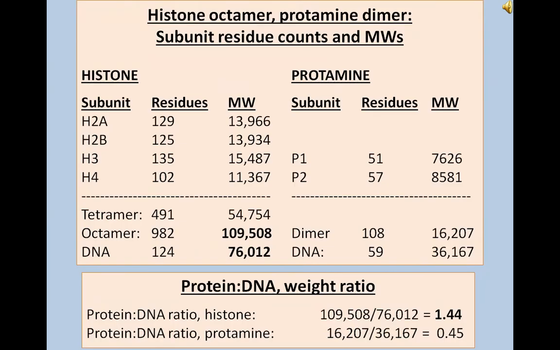Here's a table showing the molecular weight totals of protamine and DNA in our histone model on the left, and comparable data for protamine on the right. There are a lot of numbers here, but the only ones I want to mention now are the molecular weight totals for histone and DNA, which are about 110,000 and 76,000 respectively. This gives a protein to DNA weight ratio of 1.44, which is a bit high. Published figures on the histone to DNA weight ratio vary quite a bit, but they tend to be around 1. I could say 1.44 is about 1, but it really isn't.